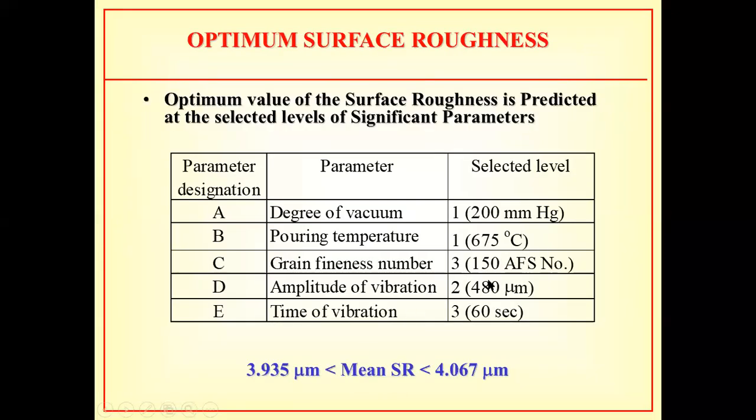When I convert from symbols to actual values, these are A, B, C, D. So when I say A1, this means the degree of vacuum impulse should be 200 millimeter mercury. Pouring temperature should be this much. So these are my optimal settings. Once I have designed it, I will pass on this instruction to the manufacturing people: you conduct all the casting on these parameters, whether you conduct it in the morning, afternoon, or at night, in winter or summer, and you will always get the surface roughness between these two values. That is what Taguchi says. The effect of the uncontrollable parameters is minimized.